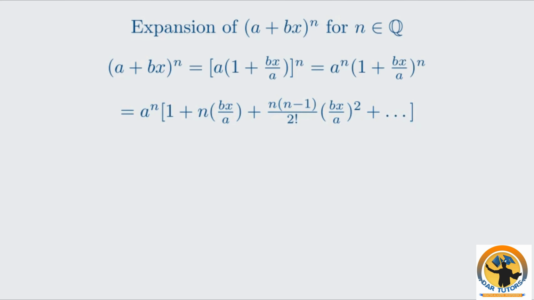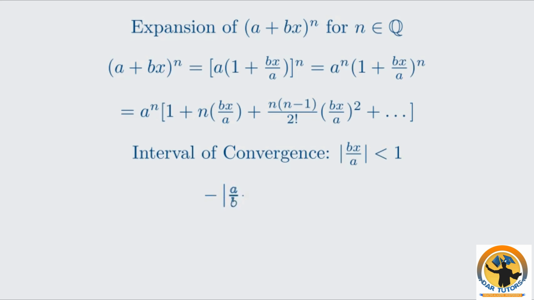The interval of convergence is determined by the new x term. The absolute value of bx/a must be less than 1. This can be rearranged to find the range of x values. This means x must be between negative |a/b| and positive |a/b|. This is the general method for expanding binomials with rational powers. Always remember to factor out the first term and state the interval of convergence.